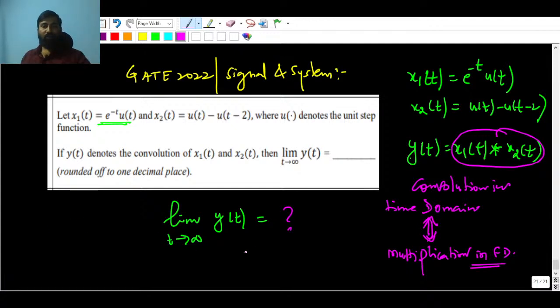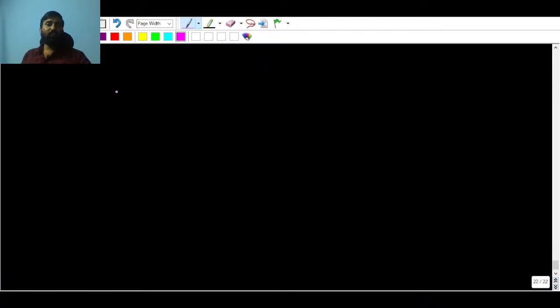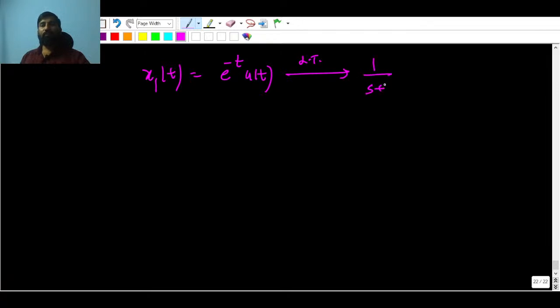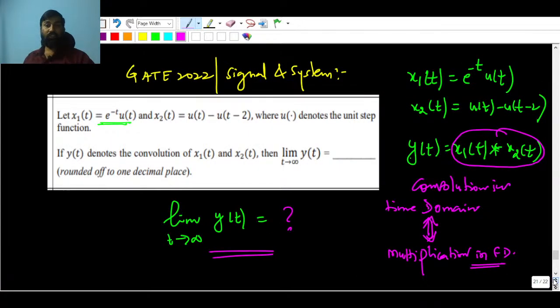This is the question here. We have x1(t) equal to e raised to power minus t u(t). Find the Laplace transform of this. It is going to be 1 upon s plus 1, because e raised to power minus t is multiplied with the time domain signal, so there is a shift in s. And x2(t) is u(t) minus u(t minus 2). That is the window signal given.